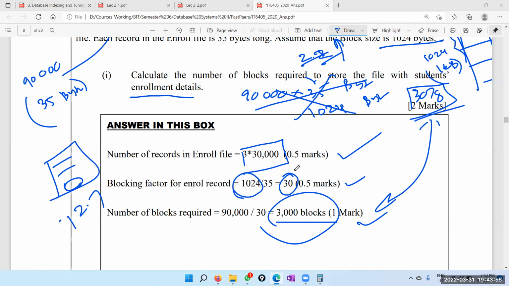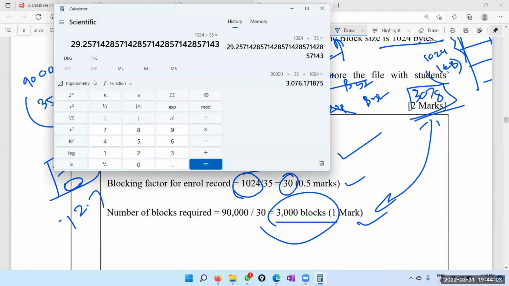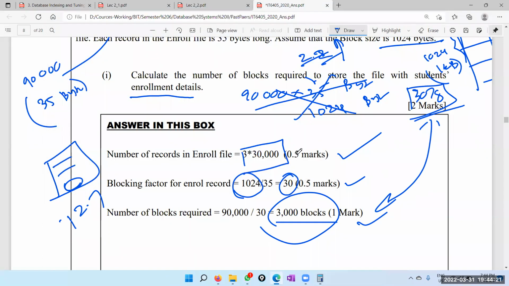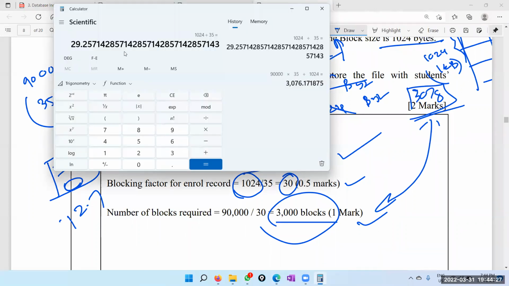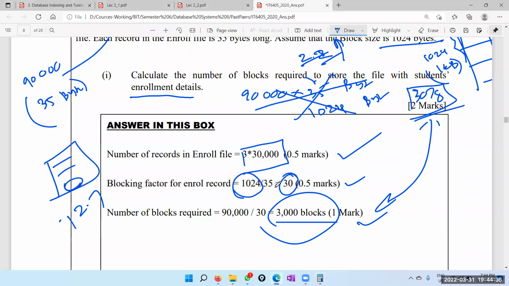We have to floor it. Has the examiner floored it? I hope so. Let's double check. Yes, 29. So that is wrong. Your point is correct, we have to floor it. When you floor it, it has to be 29, not 30. That is a mistake by the examiner. Actually, that is a good point, because you can't keep 29.25 records in a block. So it is going to be 29 records. Therefore it should have been 29, not 30. That is a good catch actually.